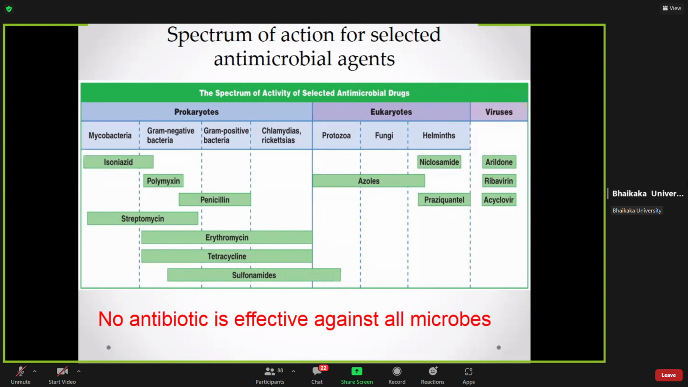We really do not have any single compound which is effective against a huge number of organisms or huge varieties of organisms. But we may have a broad spectrum antibiotic which may be working against one or two or three classes of bacteria, for example erythromycin, tetracycline and sulfonamides, which are effective against gram negative, gram positive and chlamydia, rickettsia as well. Okay, so that is at a glance about the antimicrobial agents.